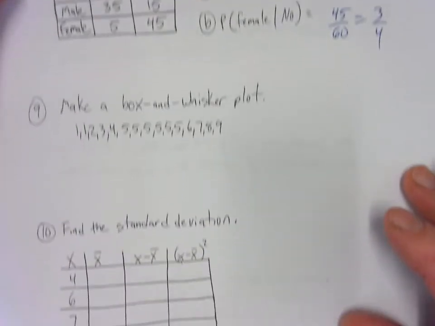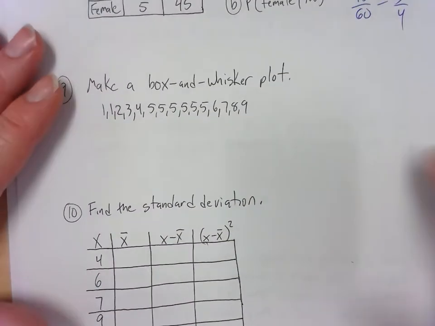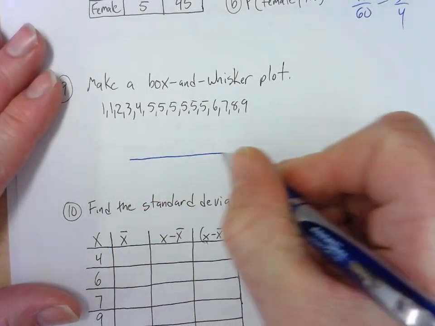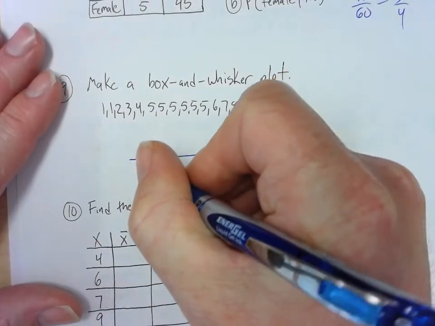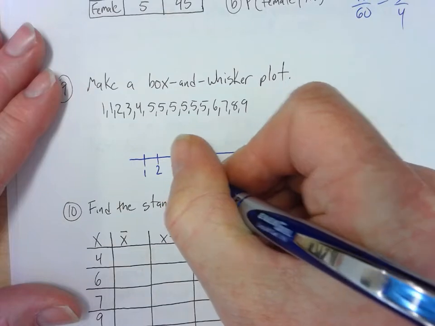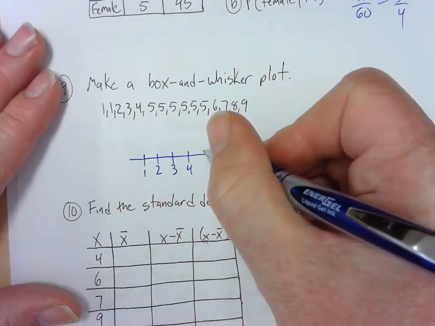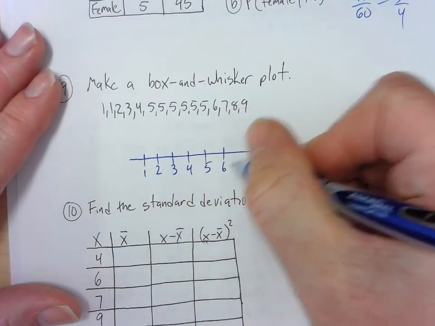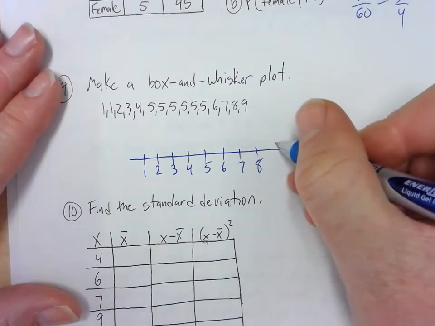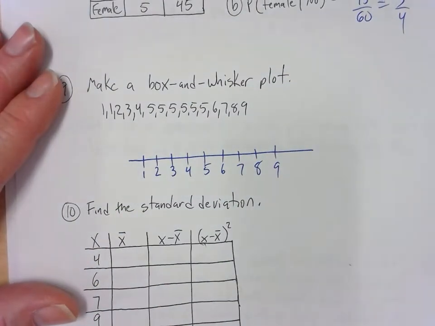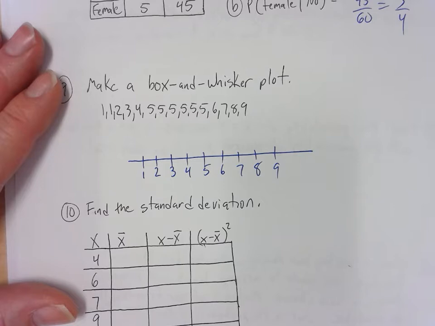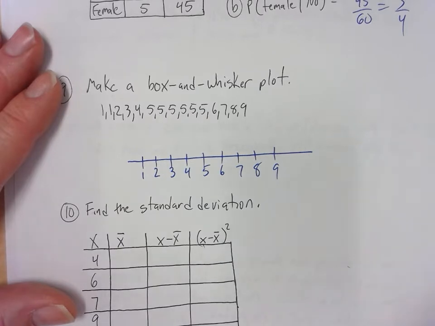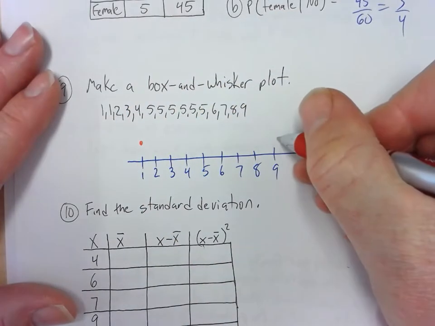Okay, box and whiskers. The most important thing on a box and whiskers is you got to make a number line. And we're going to put 1, 2, 3, and make the spaces even. 4, 5, 6, 7, 8, 9. So 1 to 9 is my low and my high. So I can go ahead and put my low there and my high there.